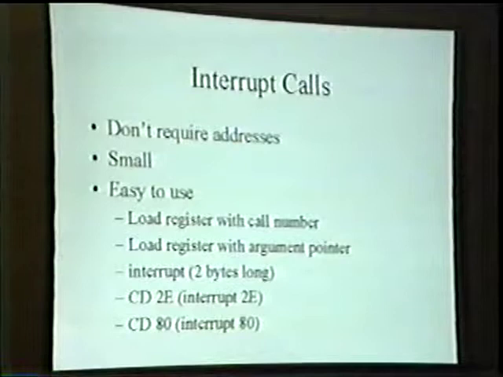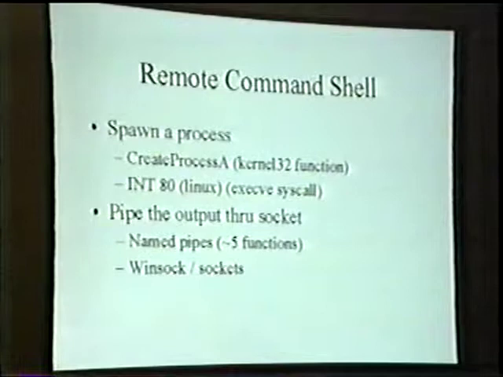Okay, so an interrupt call is really easy. All I have to do is load a register with a number, and then load another register with a pointer to basically the arguments for the system call, and then I call an interrupt. An interrupt is usually encoded as 2 bytes. I have 2 examples of that, one for interrupt 2E and one for interrupt 80. I believe interrupt 80 is there because it's the system call under Linux, and 2E would be the equivalent under NT. Referencing Barnaby again, I think he used about 5 functions to attach those named pipes to each other, execute CMD, and then make those WinSocks. Use the WinSock library. I can spawn a process with interrupt 80 under Linux. That's pretty easy. I can spawn a process under Windows NT with 1 call, a CreateProcess.